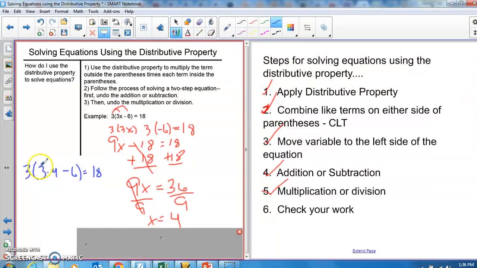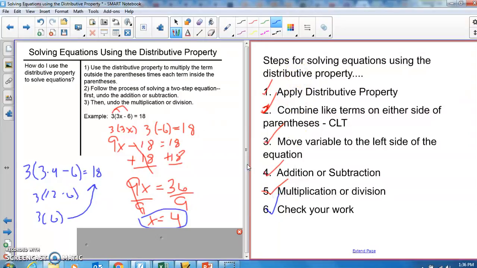So I'm going to go to the inside parentheses. 3 times 4 is 12. 12 minus 6 on the inside parentheses leaves you 6. And then 3 on the outside times 6 gives you 18. So that does match up with that, which proves that x does equal 4. So we took care of that first problem example here following these steps. So final step, we checked our work.